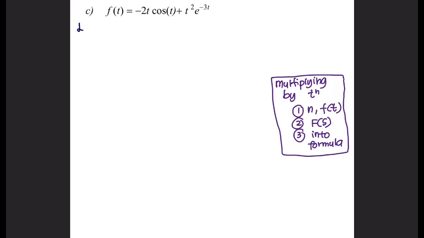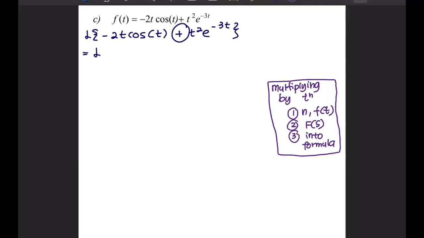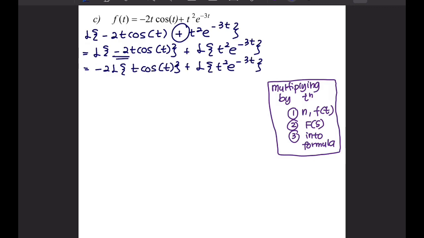Okay, for question C, we want to find Laplace of negative 2t cos t plus t squared exponent negative 3t. Okay, we have plus here, so you can apply the linear property and separate the function. And then you have a constant here, factor out the constant. And then we want to apply the multiplying by t^n property. Okay, first we separate, solve the first function.